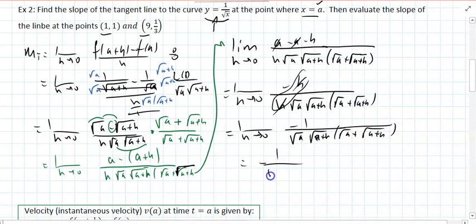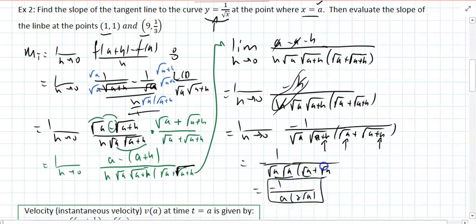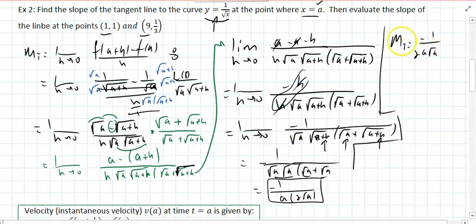Negative 1 over radical a. If you put a 0 in there, that's radical a. Radical a plus, and if you put a 0 in there, radical a. A lot of radical a's. Negative 1 over, that's a. And that is radical a plus radical a is 2 radical a. You could leave it like that, that's fine. And now you could say, well, let's see. The slope of the tangent is negative 1 over twice a radical a.